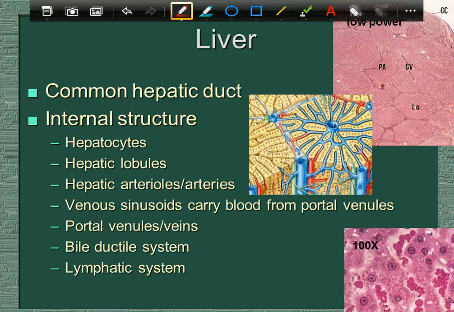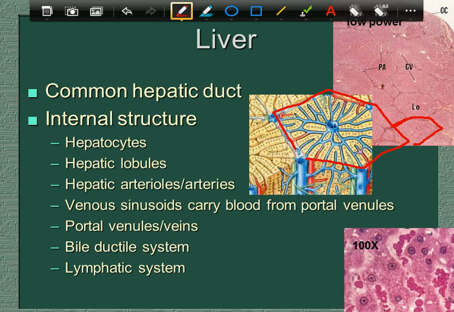Some views. Here's a picture out of your lab book. Notice these hexagon-shaped structures right here. Didn't draw that very well. Let me try that again. There you go. And you can see some hexagon shapes over here.